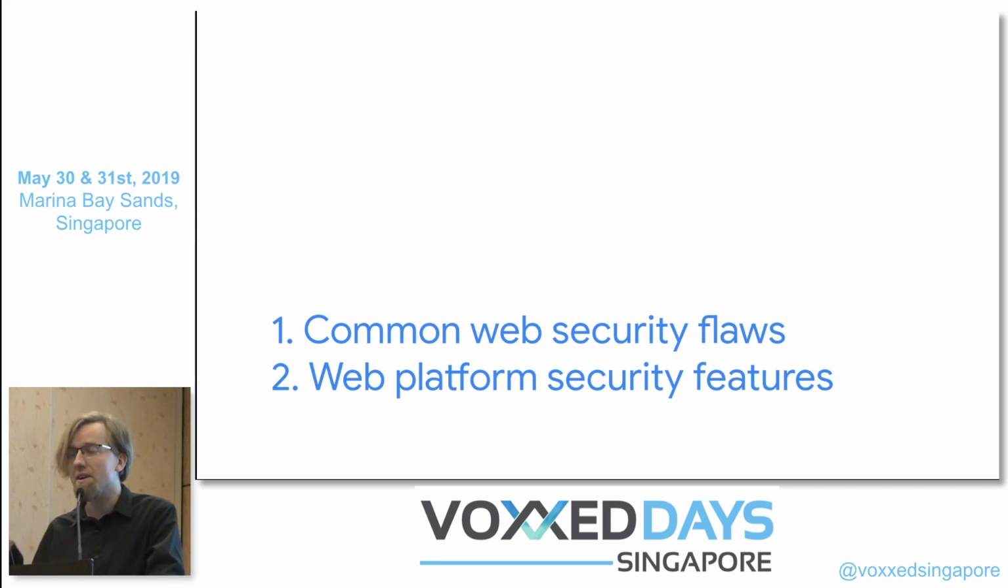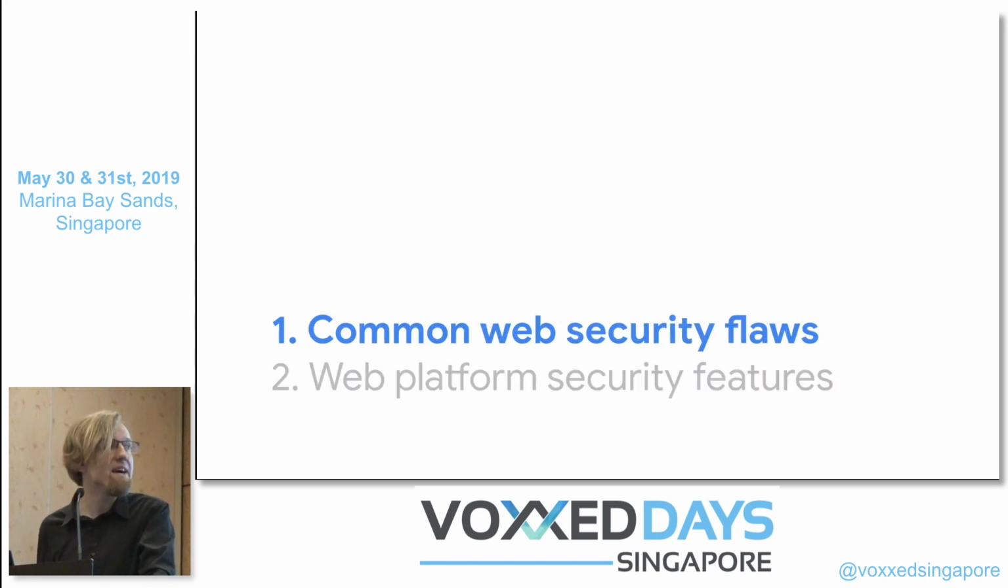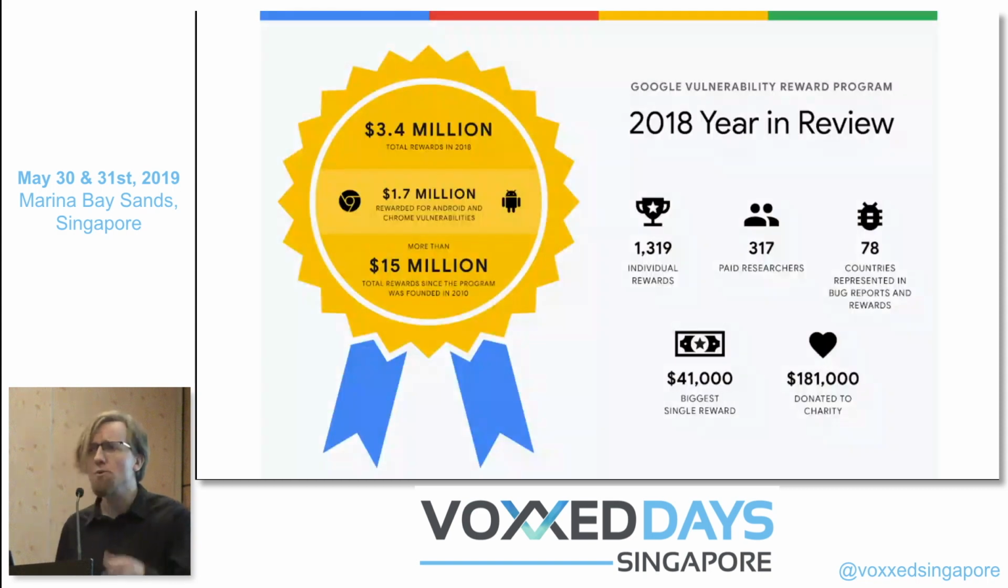So this talk is divided into two parts. In the beginning, I will spend a little bit of time telling you about what the security issues are that the Google security team and the ecosystem is struggling and dealing with. And then I will tell you a little bit more about the exciting new defenses that we can all start using across our web applications. So let's get started.